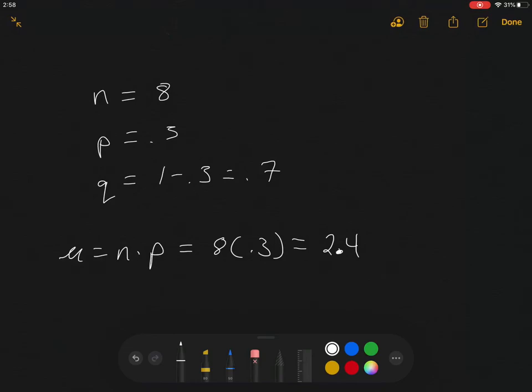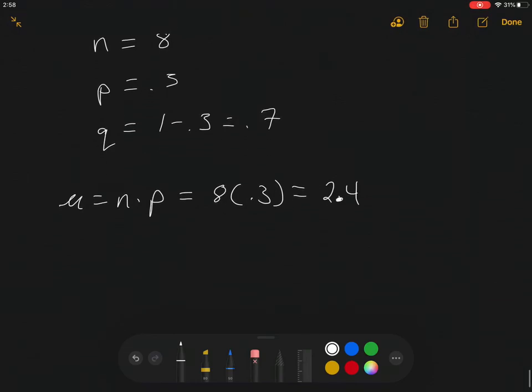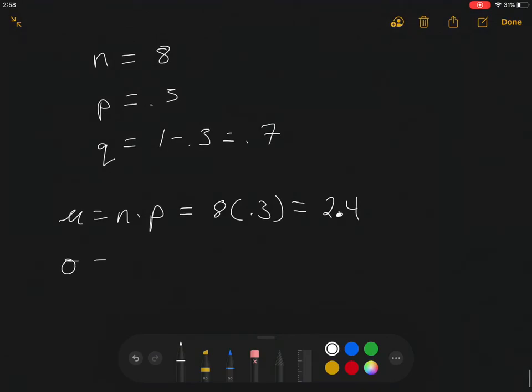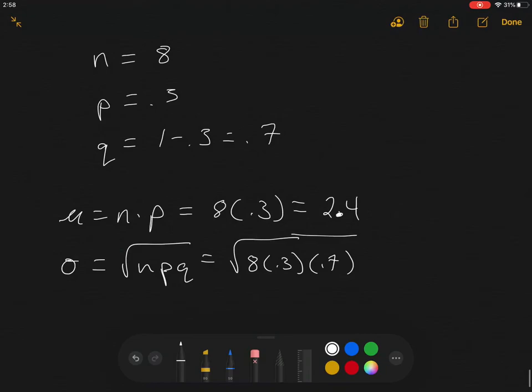You can round that, or leave it be if you want to round to one more extra decimal place. Remember the rounding rules. And then the standard deviation is the square root of npq, and in our case, the square root of 8 times 0.3 times 0.7, a little bit more math that we would have to do. But if you do that, 8 times 0.3 times 0.7 would get you 1.68, and then the square root of 1.68 would be your standard deviation.